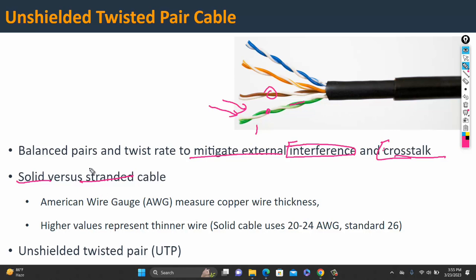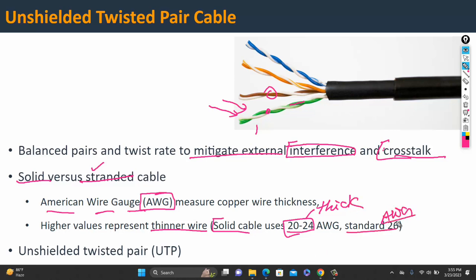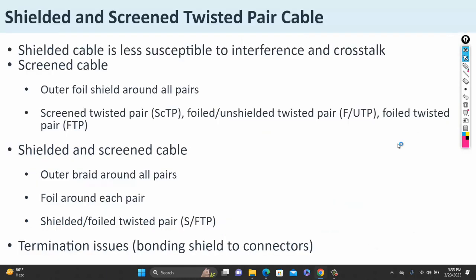There are two types of cable based on thickness and thinness, and there is a standard measurement defined, called AWG, American Wire Gauge. A higher value represents a thinner wire. Solid cable uses 20 to 24 AWG and is thick, and a stranded cable uses AWG 26 which is thinner. So there are two types of twisted pair cables.